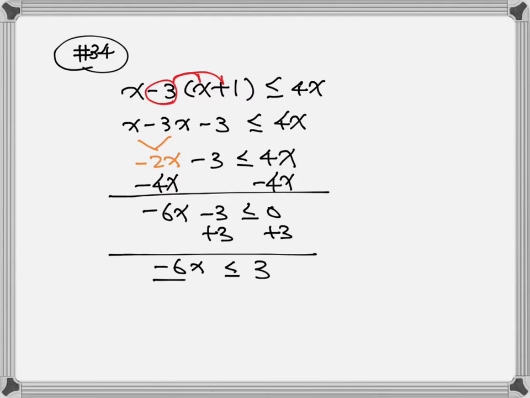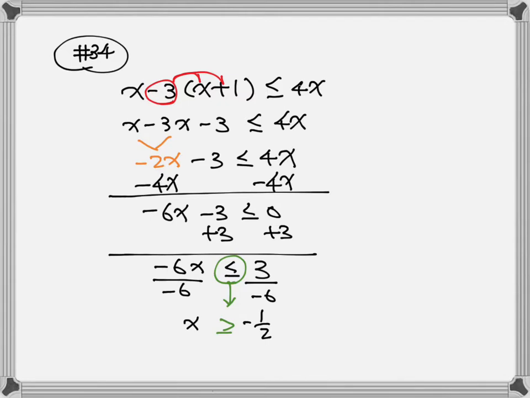Then after that, we want to solve for x, so divide by negative 6. Then here x. Now again, we are dividing by a negative number. Therefore, we must switch the sign. And here we can reduce, it becomes negative 1/2.